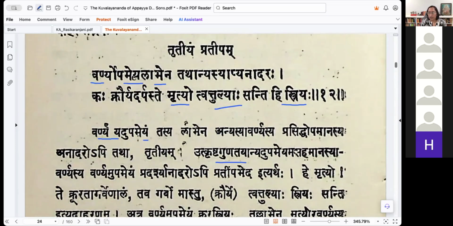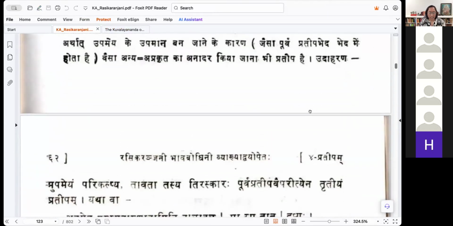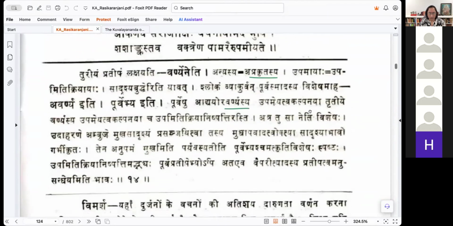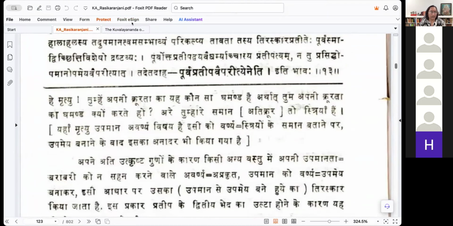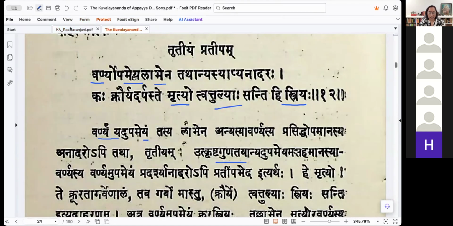Is it clear? Is this one of the Vyakhyakaras who ridiculed the Chandra, some other book of Appayya Dikshita? I'm not sure, but there is a tippani here in Rasikaranjani where he talks about all those different kinds of views. But what is Appayya Dikshita's opinion? Appayya Dikshita says this is the second.